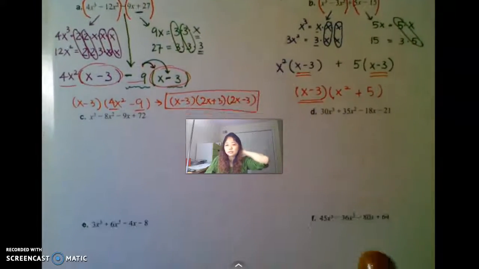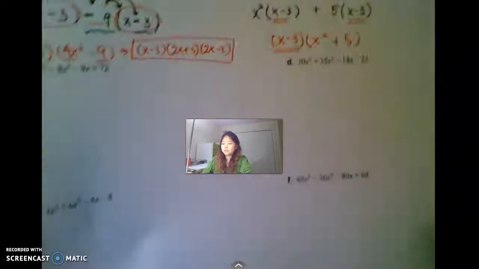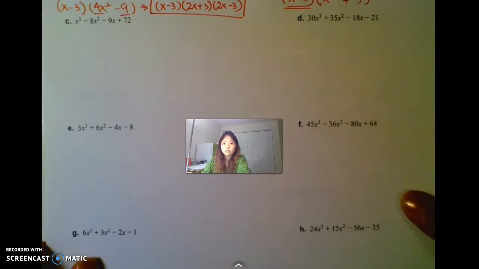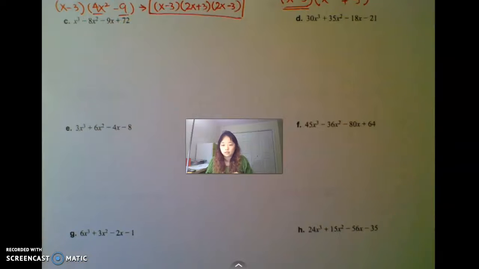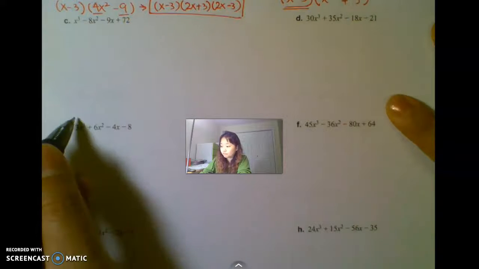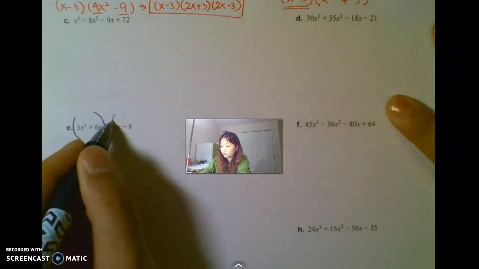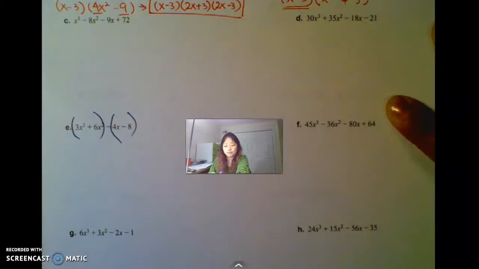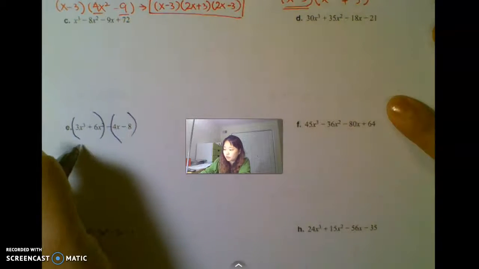So let me skip to E and F. Okay, let's do E. Step 1, first 2, last 2. Okay, step 1, we can do it. Remember, the first step is 50% of the work. Second step, now factor.